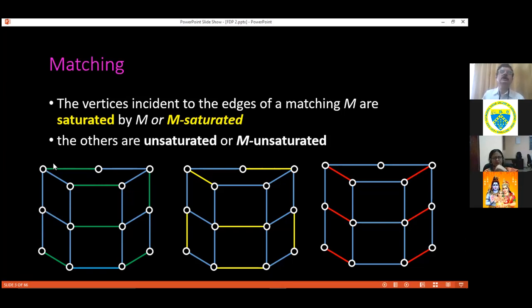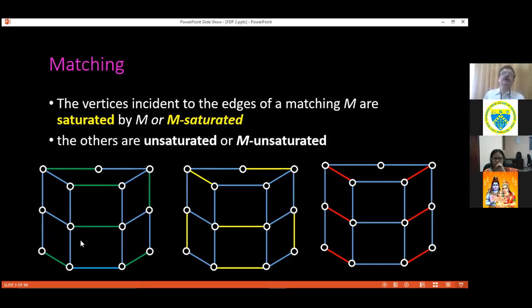This vertex is incident with one green edge. This is incident with this green edge. And this vertex is also incident with one edge. So except this vertex, all the vertices are saturated by these green edges. Green edges are nothing but my set M. Now, in the second one, we have this vertex, the third. This vertex is not saturated by the yellow edges in M. So here again, you have this vertex.